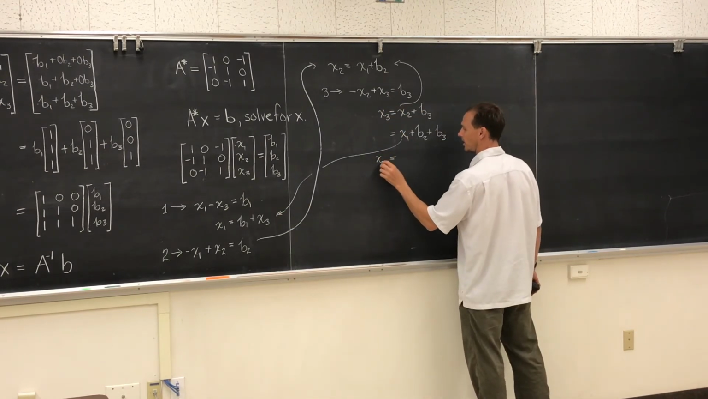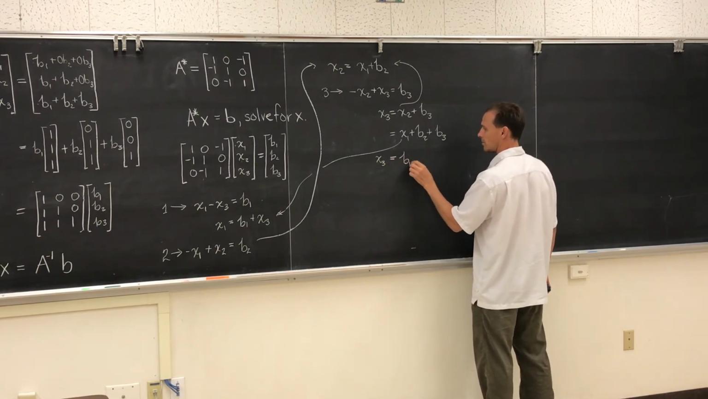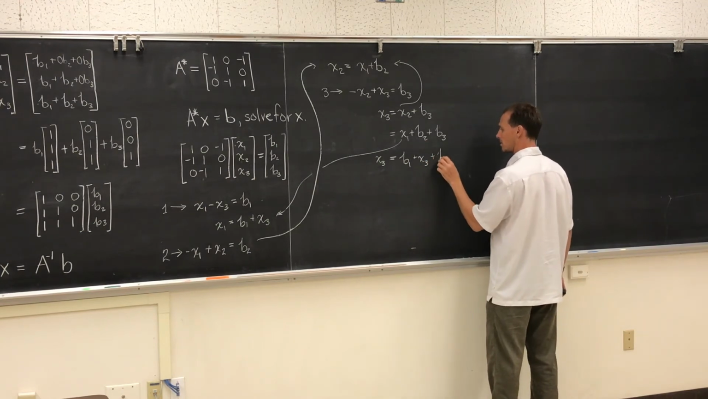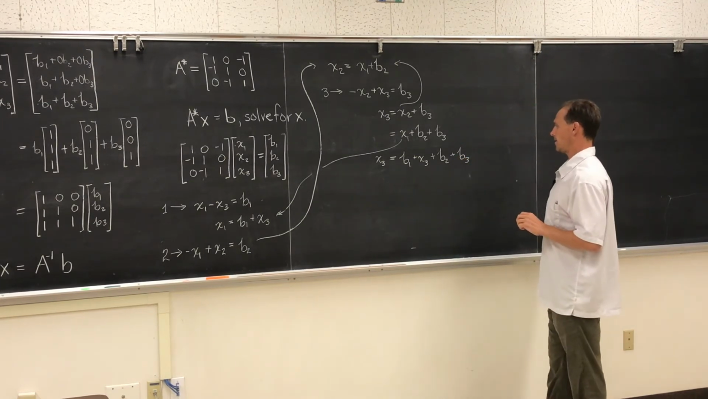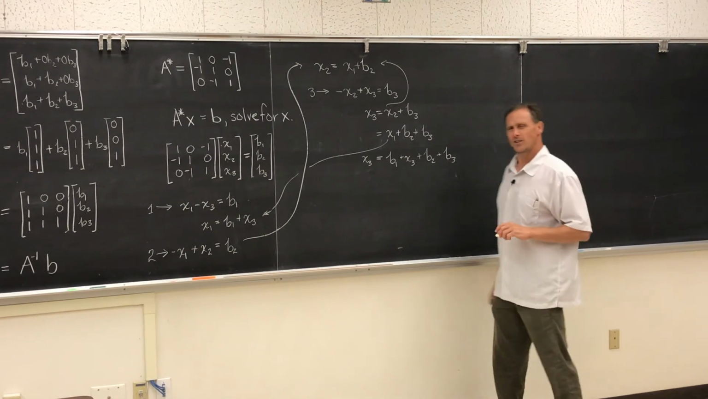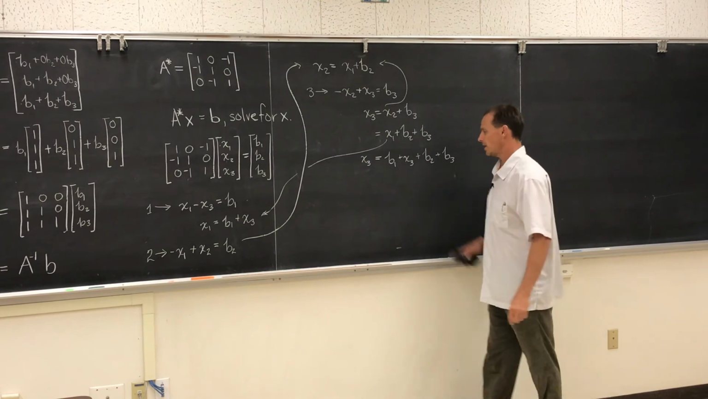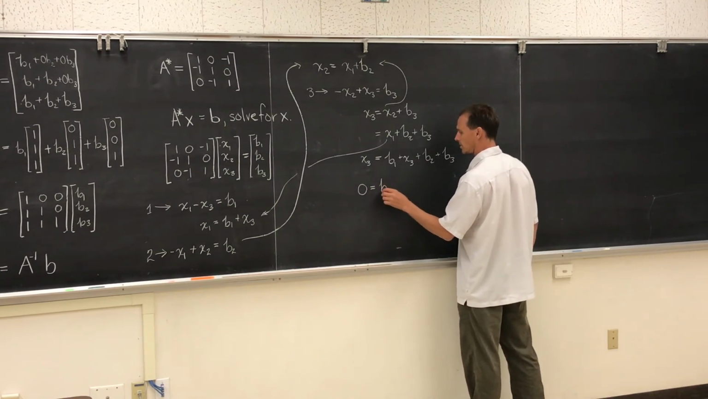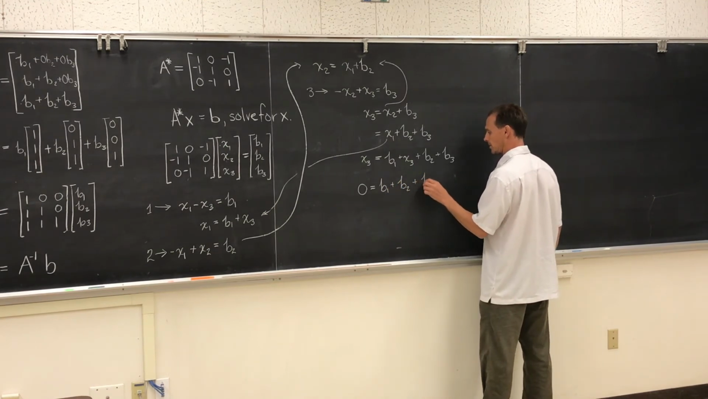So I'm going to write that x3 again. This is x3 is equal to b1 plus x3 plus b2 plus b3. Are you coming up with this as well? What happens? Well, those cancel. This really is this equation that 0 is b1 plus b2 plus b3.